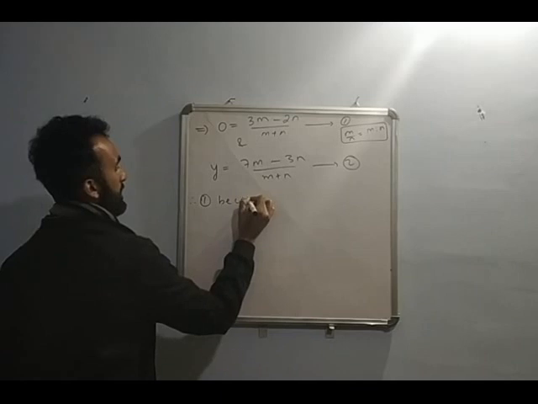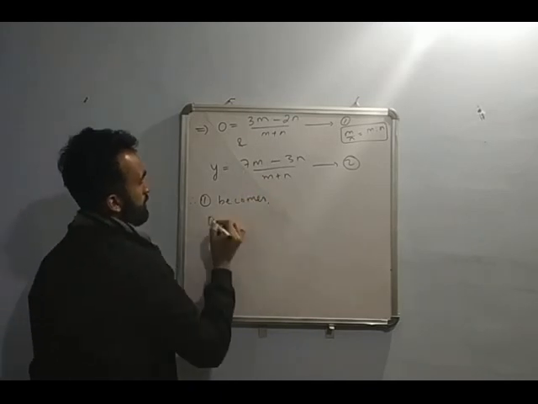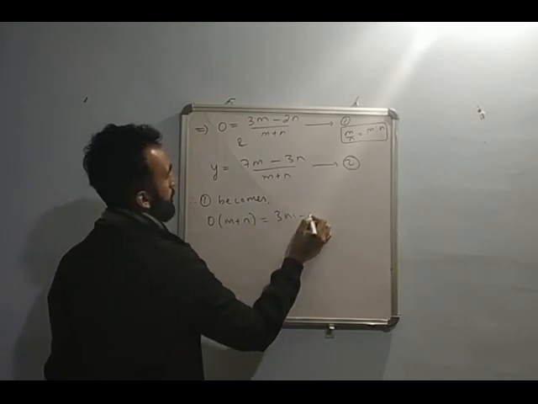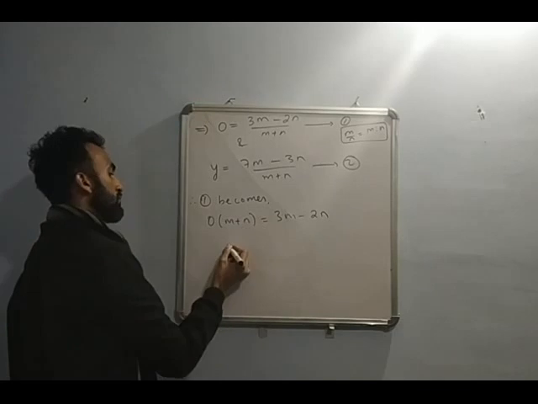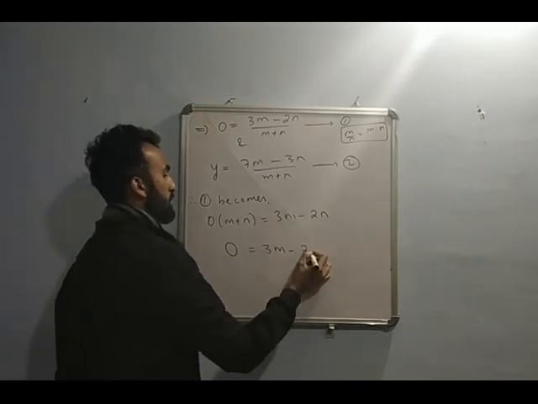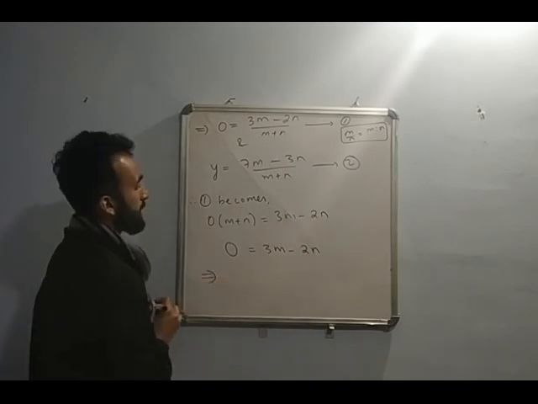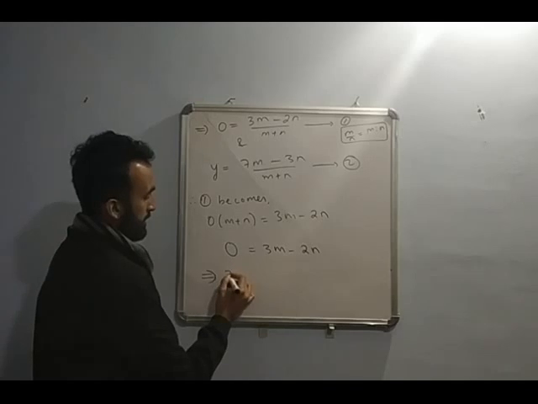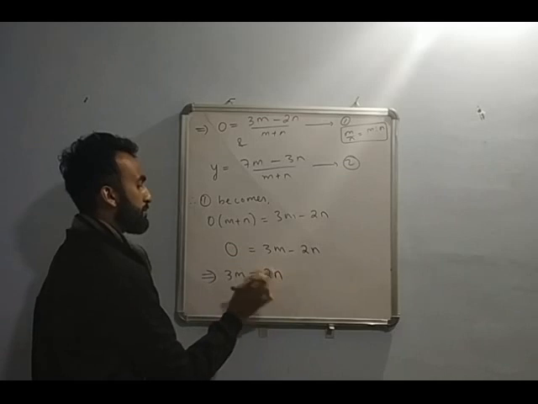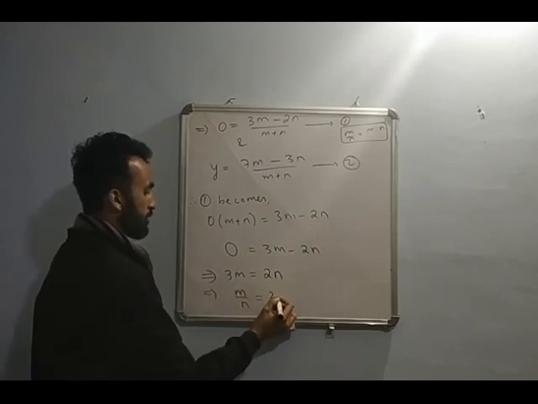Same way as earlier. Equation 1 becomes, now 0 is multiplied with what? (m plus n) is equal to 3m minus 2n. 0 into anything is what? 0 is equal to 3m minus 2n. Now what can I have here? Which implies 3m is equal to 2n. Minus 2n comes this side, it becomes positive 2n. So m by n is equal to 2 by 3.